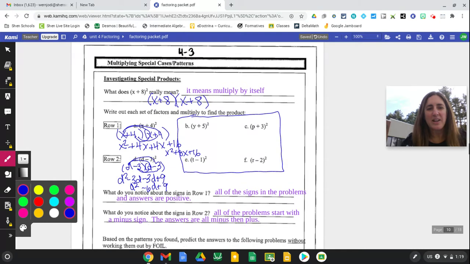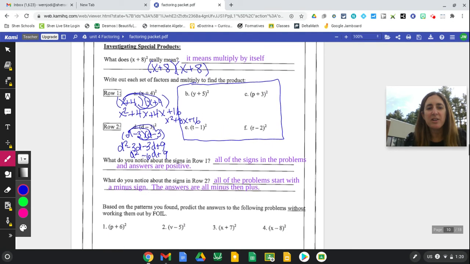Okay, folks, welcome back. What do you notice about all your signs in row 1? All of the signs in the problems in row 1 and their answers are all positive. So to start out with, it's like x plus 4 squared, y plus 5 squared, and p plus 3 squared. And when you multiply out those binomials, you end up with answers that have all positive signs in them. But if you look at row 2, all of the problems start with a minus sign, and your answers end up with a minus and then a plus. So there are special patterns that occur.